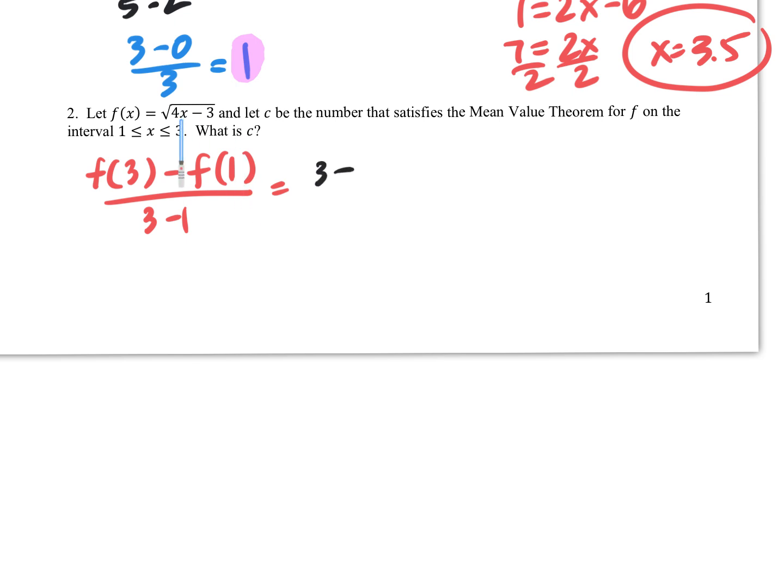We've got to throw a 1 in there. What's 4 times 1? 4 minus 3. Square root of 1. Beautiful. All over 2. Thomas, 3 minus 1. And why were these both 1? That's my bad. These just both happen to be 1. I wish I didn't do that, but it is what it is. That's my average rate of change right there.